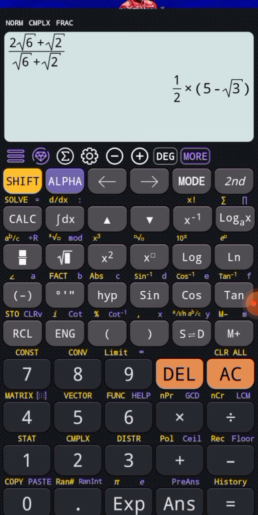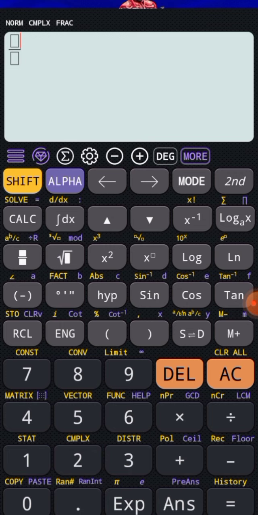You press equal to, and we are going to have 5 minus root 3 over 2, or 5 over 2 minus root 3 over 2, or 1 over 2 times 5 minus root 3. Any of them is very correct. So that's how we do this. Let's look at another one.